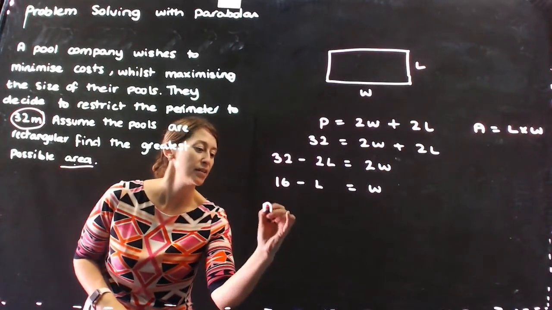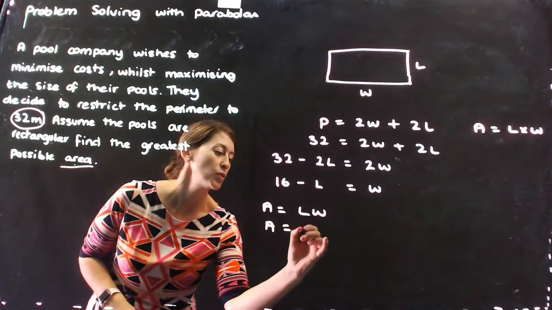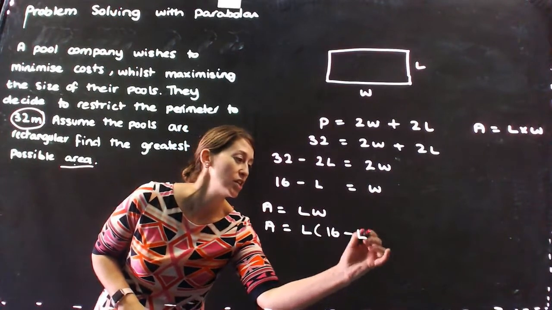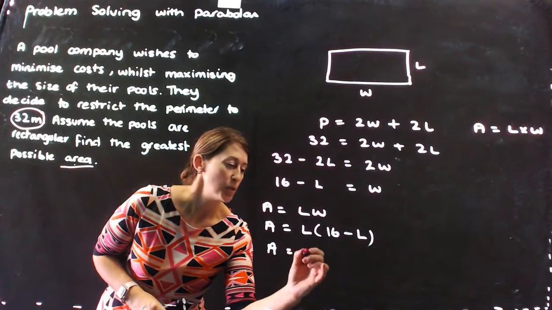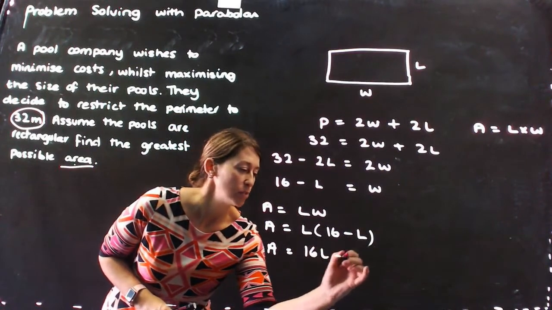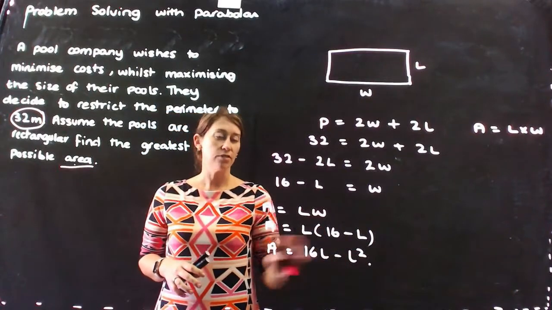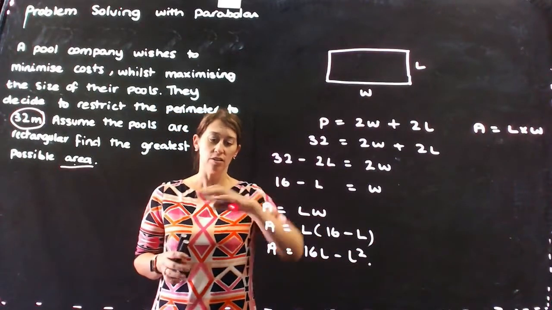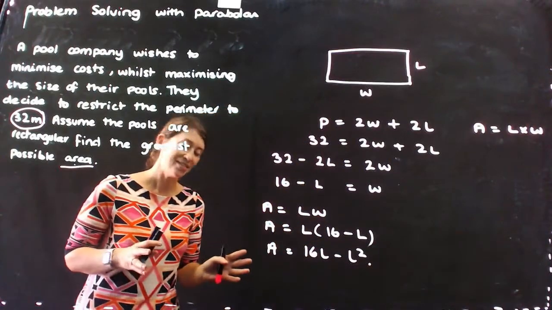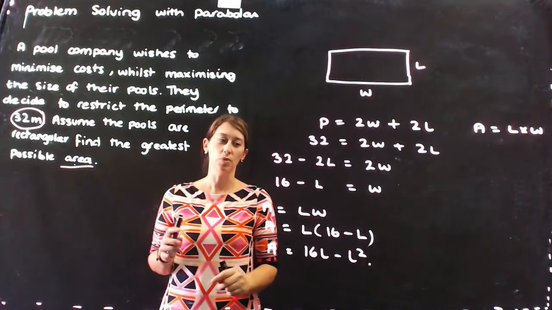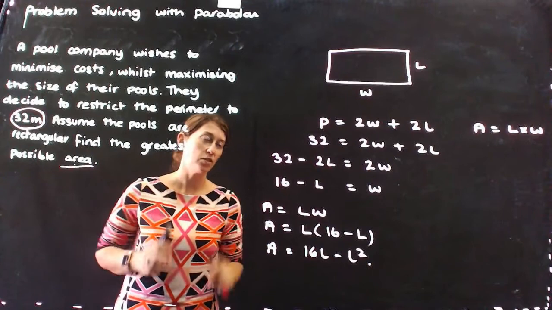So I've got area equals LW, and let's substitute that W in. So I've got A equals L multiplied by 16 minus L. Could expand that. Don't have to, but I will do. That tells me it's 16L minus L squared. Now looking at that, I can see that's a negative quadratic. So if I'm going to sketch it, it's going to be an unhappy face, a negative face. If we're going to sketch something like this to be able to solve the problem, we need to find the turning point, the x-intercepts, and the y-intercepts.